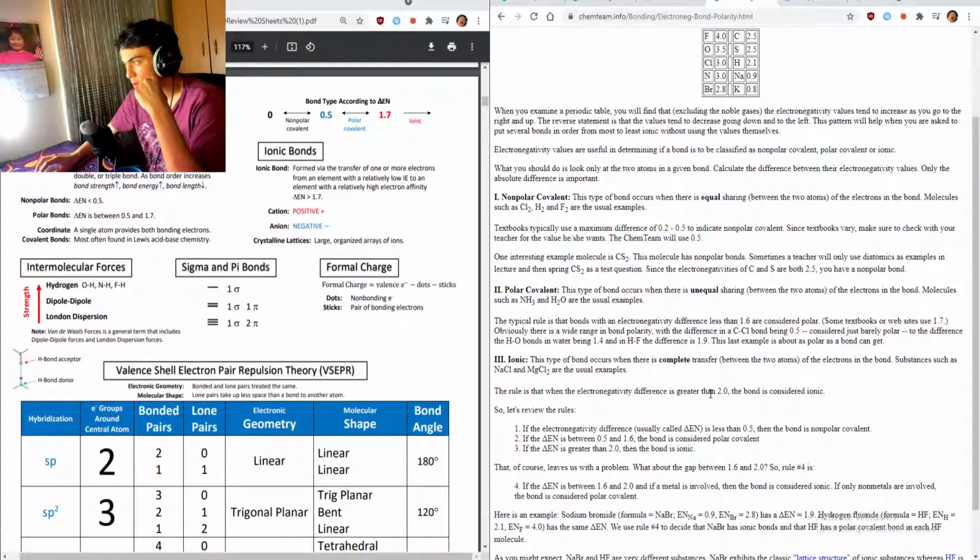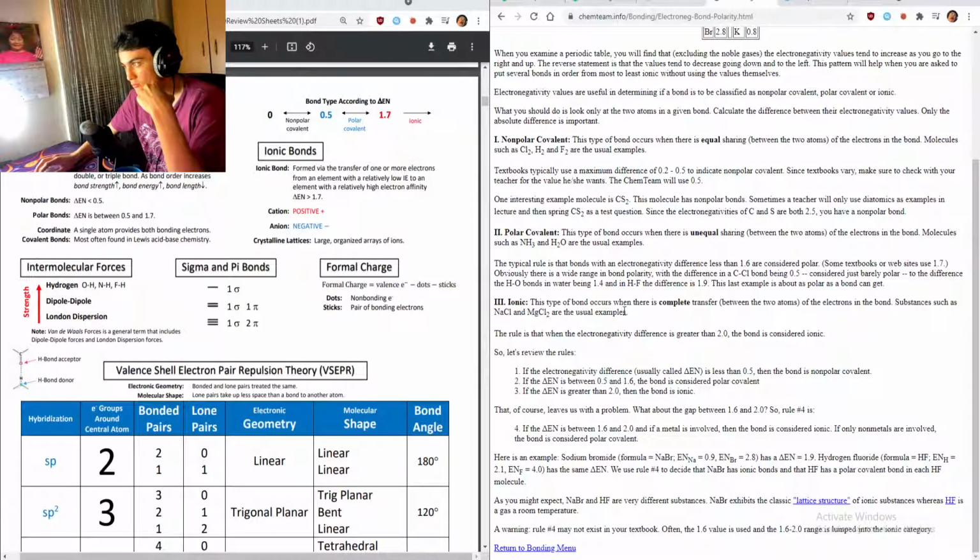And then it says something important here, between 1.7. Where is it? So what happens? If it's between 1.6 and 2.0, right here, if a metal is involved, then the bond is considered ionic. Because metals don't want the extra electron. It makes sense. They just want to give it away completely. And if it's non-metals like gases, then it's polar covalent. It has this slightly negative, slightly positive.